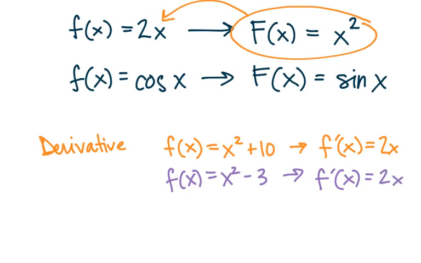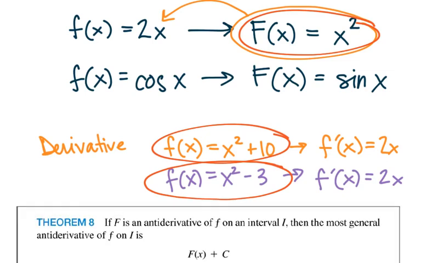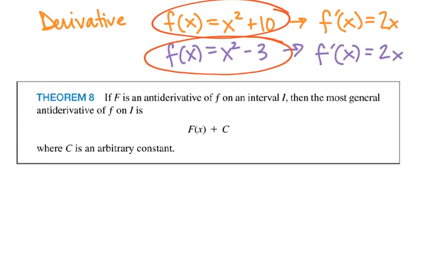So what do we notice about these three functions? x squared, x squared plus 10, and x squared minus 3. They all have the same derivative. The derivative of x squared plus any constant is always going to be 2x because the derivative of a constant is 0. So this leads us to another important thing to think about.